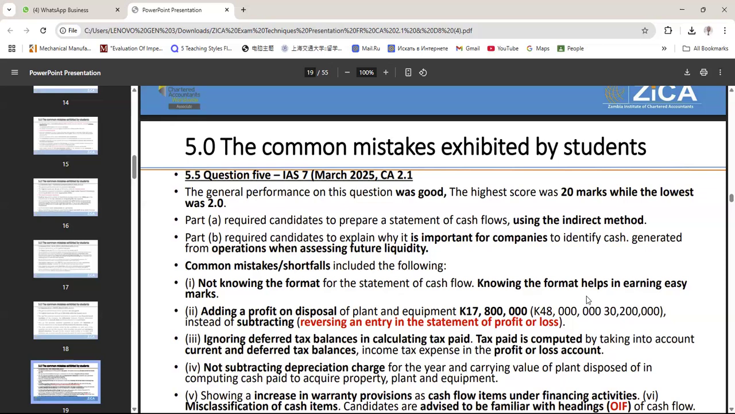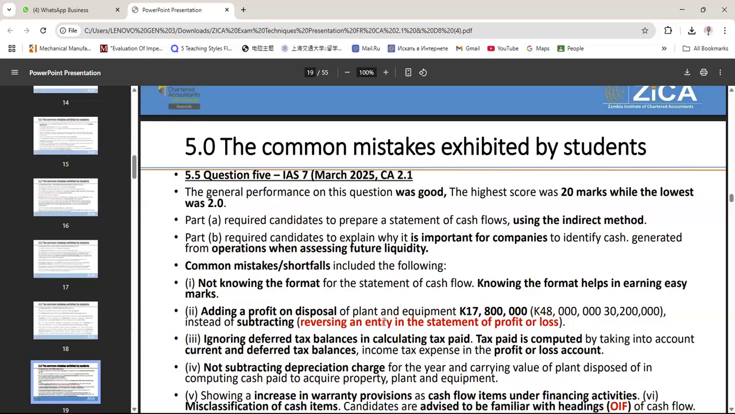Next item. When you are using the indirect method, first you start reversing those items which are non-cash flow items, which were reported in profit or loss. The example is depreciation. When you are reversing, if the item was subtracted in profit or loss to come up with the profit, you have to add it. So if you come to this, what is the examiner telling us? They added a profit on disposal.